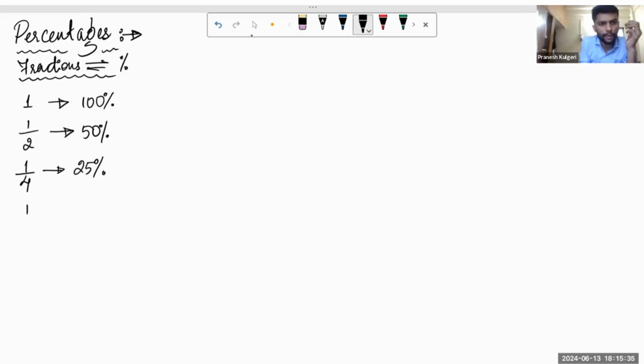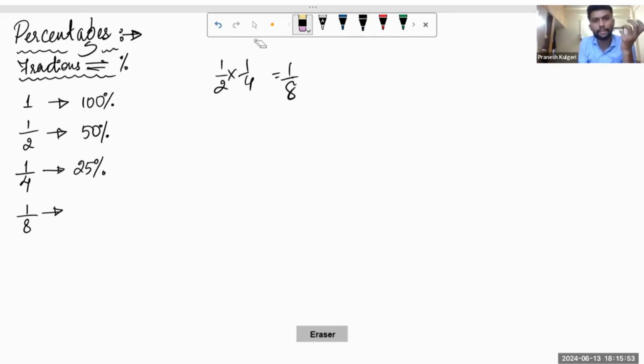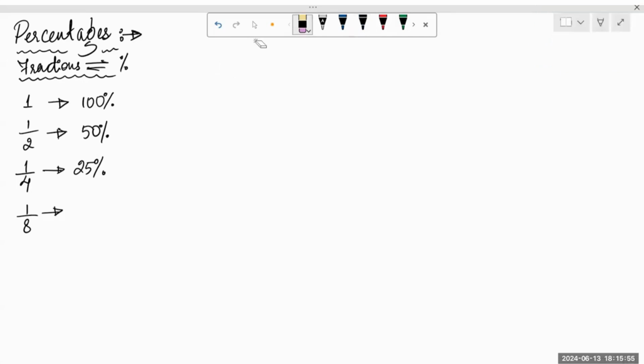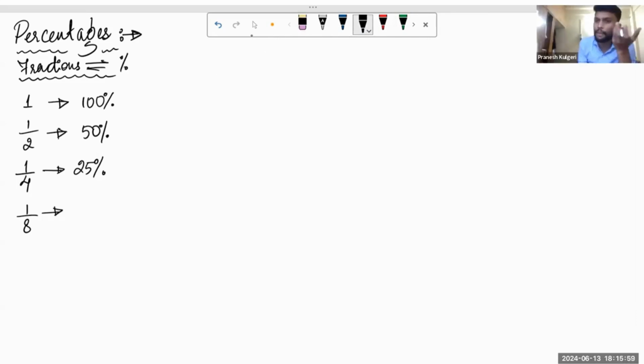Half of 1 by 4 is 1 by what? Just double the denominator, guys. That will become half. Correct? Yes or no? Half of 1 by 4 is 1 by 8. Half of 1 by 8 is 1 by 16. Yes. Just one step at a time.